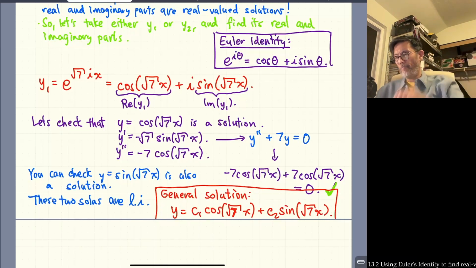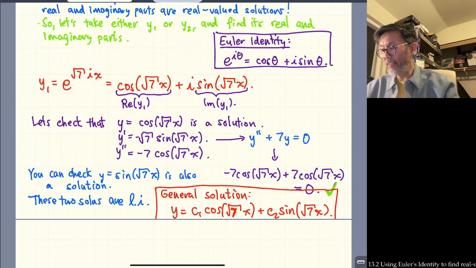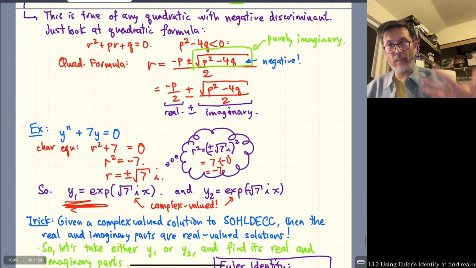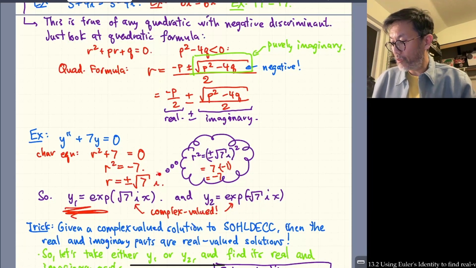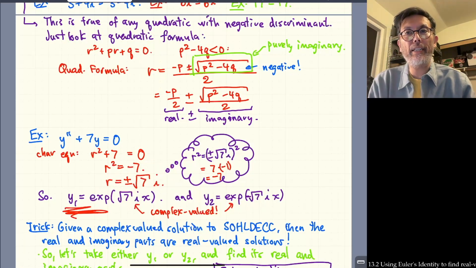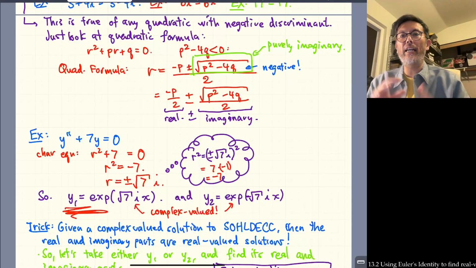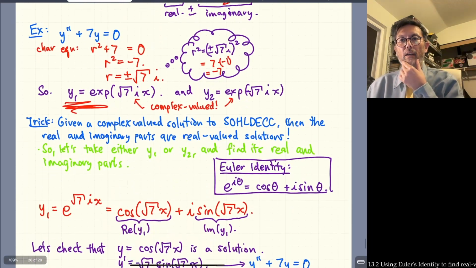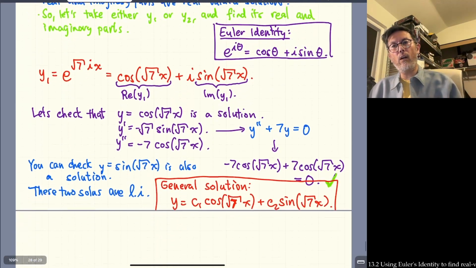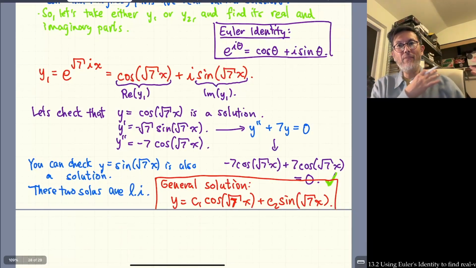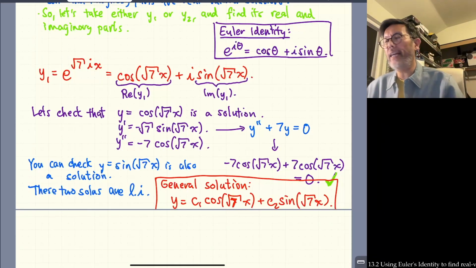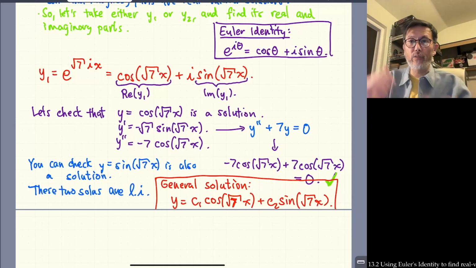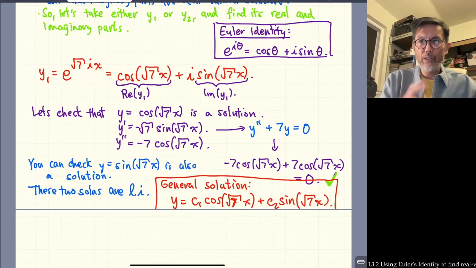Now, this was a particularly simple example. Why? Because our roots turned out to be purely imaginary numbers, square root of 7 i and negative square root of 7 times i. What happens if our roots have a real part which is not 0? Let's tackle that in the last video, where we'll solve one more example, and we'll make it an initial value problem this time. Okay, so see you in the next one.